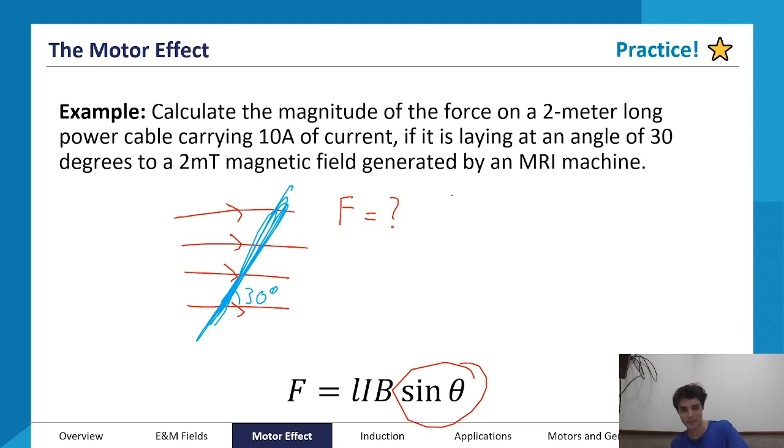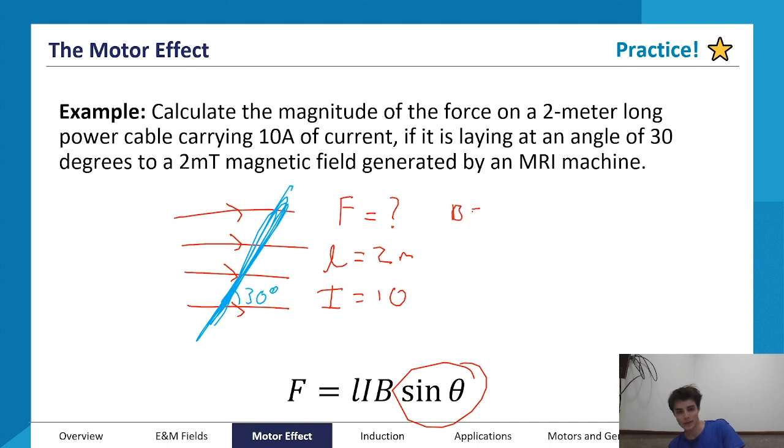Sorry, we're trying to calculate the magnitude of the force. We know that the length of the power cable is 2 meters long, so we could write that down as 2 meters. We know that it's carrying 10 amps of current. It's a very powerful power cable. To be fair, it's not that crazy. Sorry, it is semi-realistic. It is crazy current, but it's not wild.